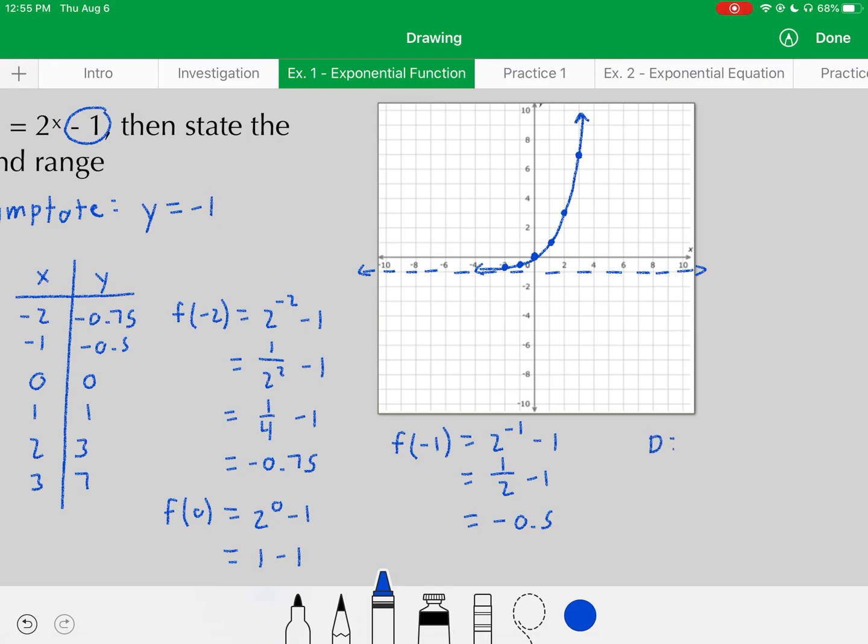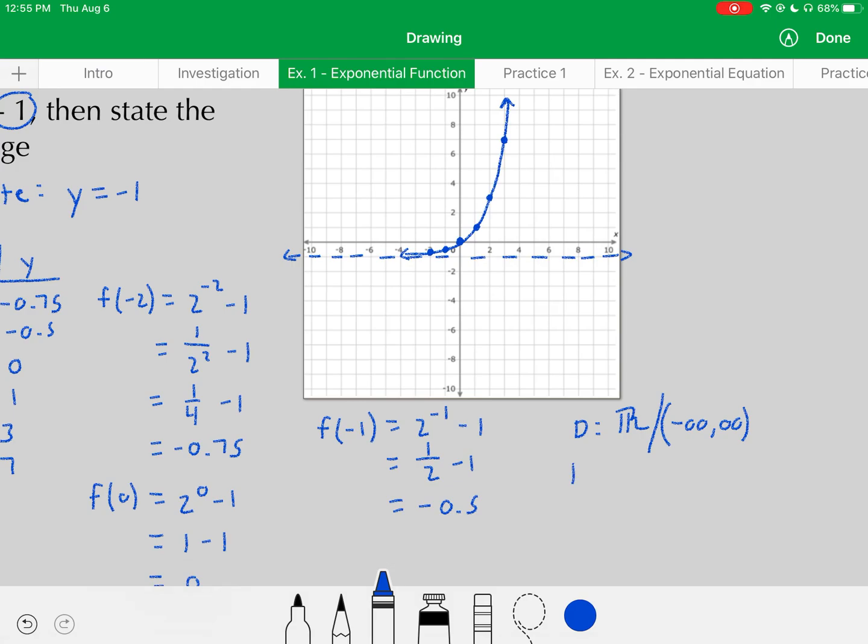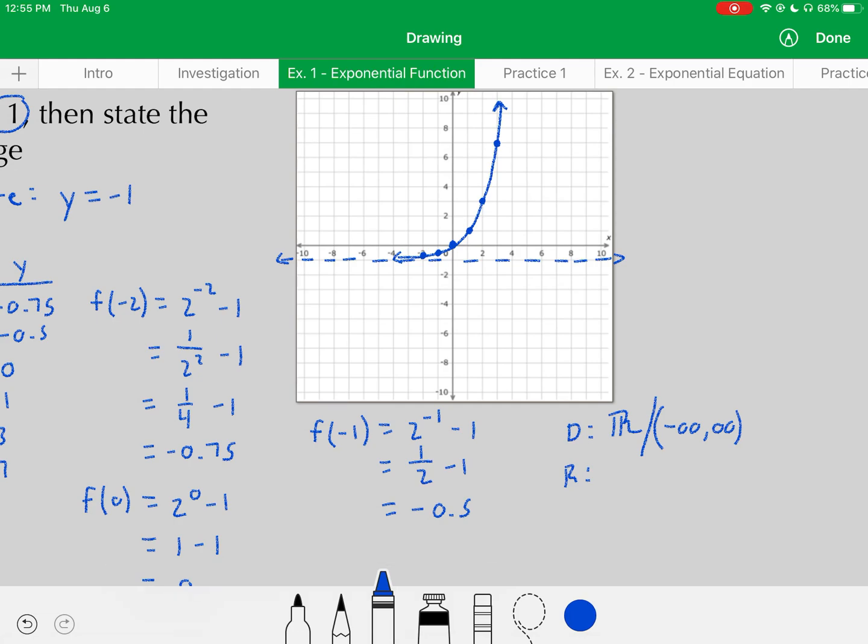The domain for this is all real numbers. I can plug any value in for x, and I'll be able to get a result out for y. The range, however, is going to be based off of that asymptote. All right, I'm going to say that y has got to be greater than negative 1 in this case, or that's negative 1 to infinity in interval notation.